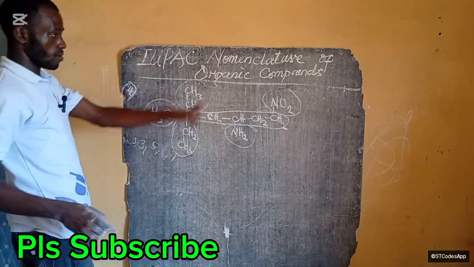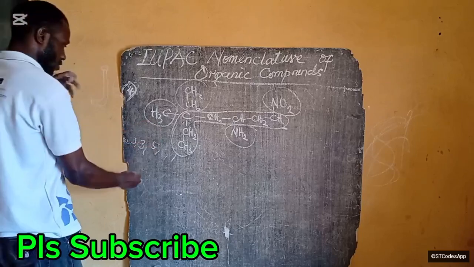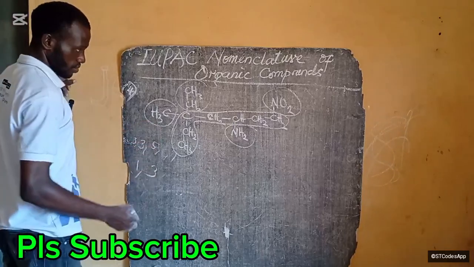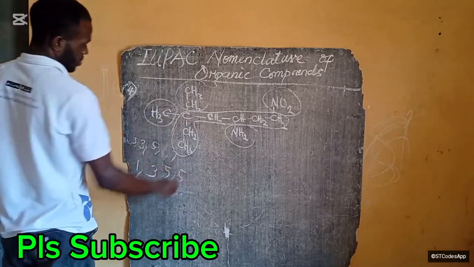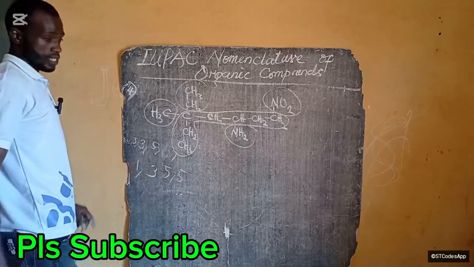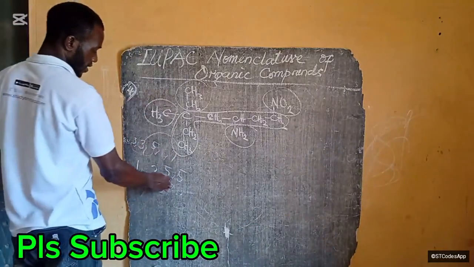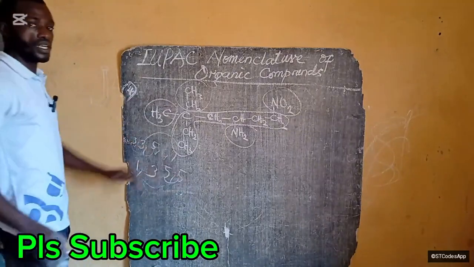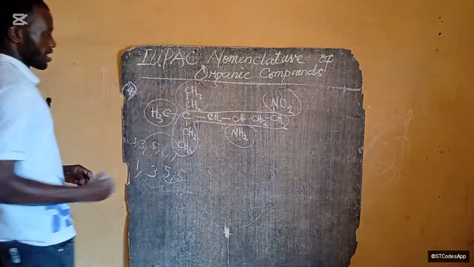Those are 4 substituents. But if we come from that direction, we're going to have 1, 3, 5, 5. So you see this is lower than this. If you sum this up, you're going to get 14 here, whereas over here you get 18. So we're using this direction. We're coming from that direction.